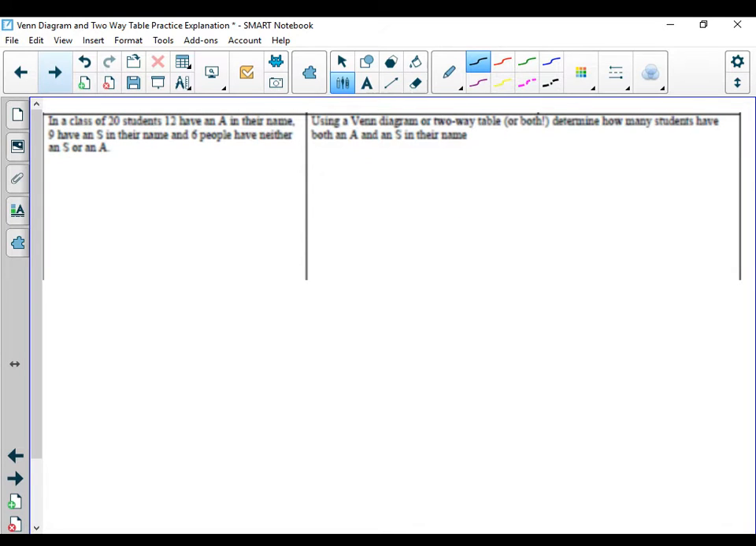Then the next problem, same idea. This time, they give you a situation where in a class of 20 students, 12 have an A in their name, 9 have an S in their name, and 6 people have neither an S or an A. And then they want us to use a Venn diagram or a two-way table, or we could create both, and determine how many students have both an A and an S in their name.